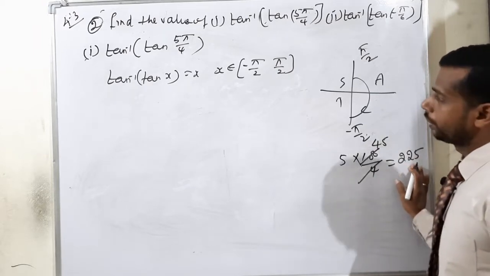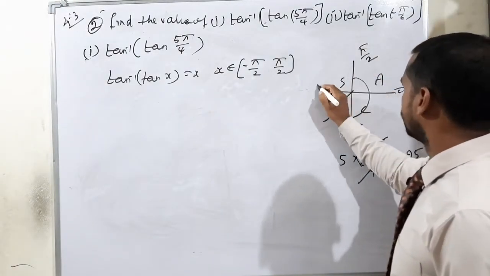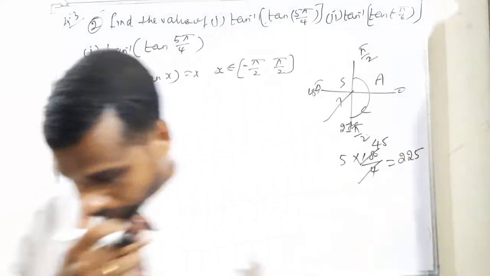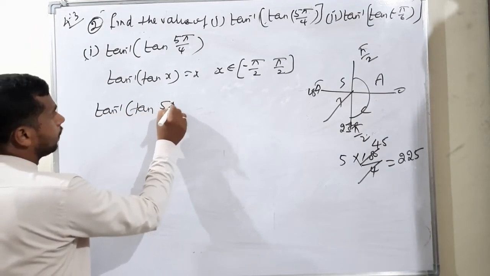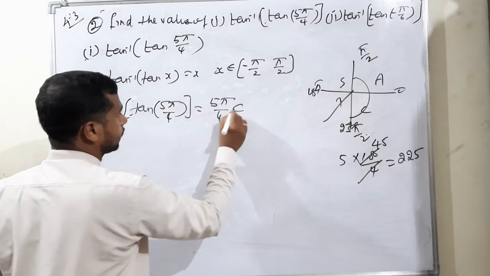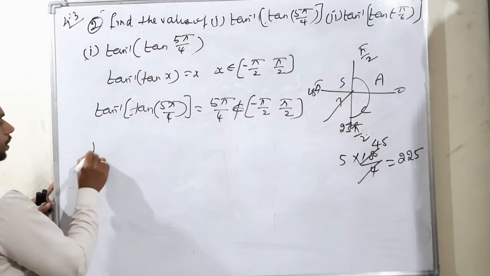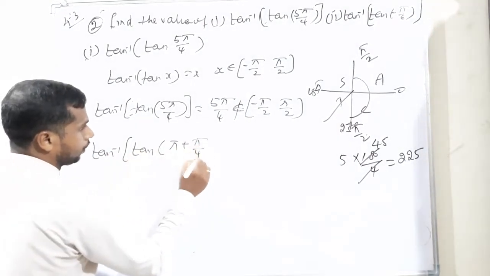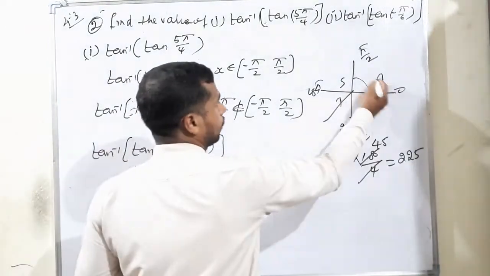So, we can say 225 does not belong to negative 90 to positive 90 because it lies in the third quadrant. Okay, 0, this is pi, this is 180, this is 270, isn't it, 3 pi by 2. So, therefore, tan inverse tan 5 pi by 4 is equal to 5 pi by 4, but it does not belong to negative pi by 2 to positive pi by 2. So, we have to rearrange it, tan inverse of tan of pi plus pi by 4. Tan of pi plus theta, simply we can say 0 to pi, again pi plus.